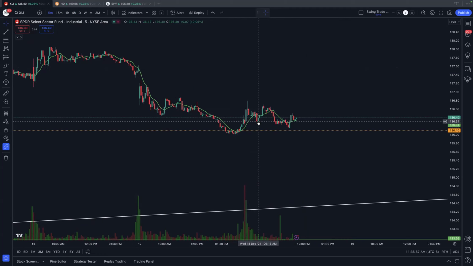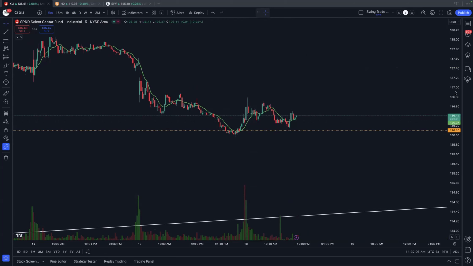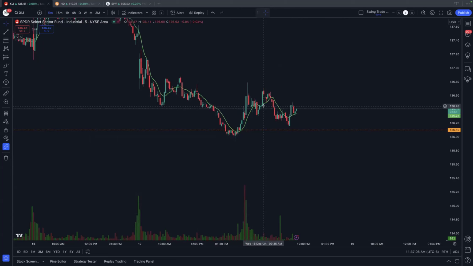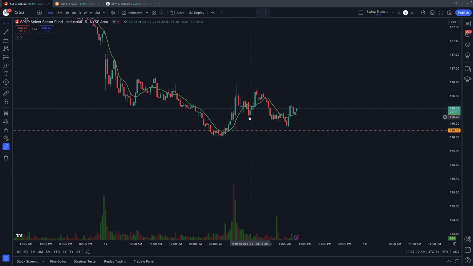Do I day trade XLI? It's not really a day trading stock. The spreads are wide. Do I swing trade it? Absolutely. But we'll just say in the perfect, whatever setup this is, right? This would be an entry. That'd be an entry, according to the average, right?